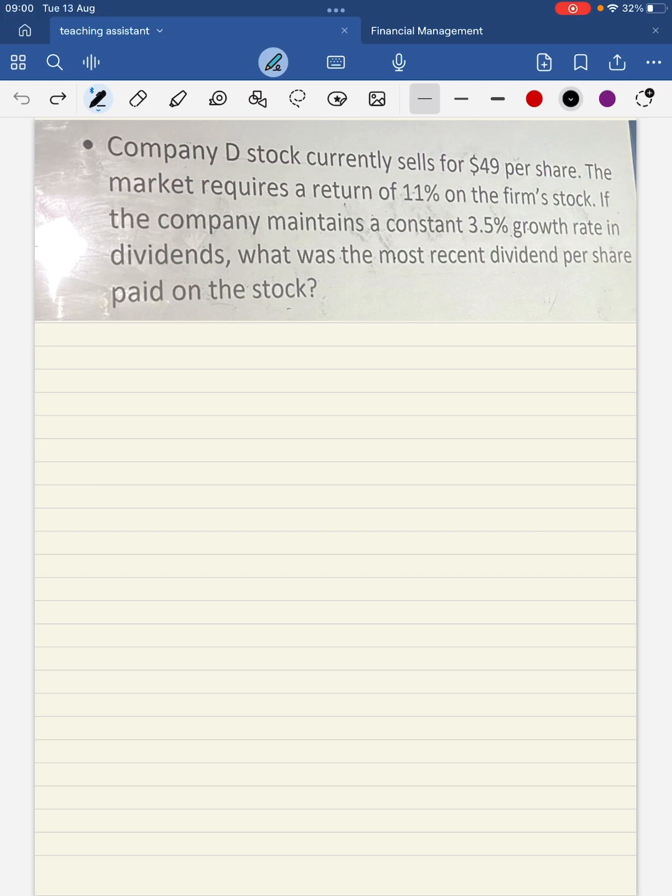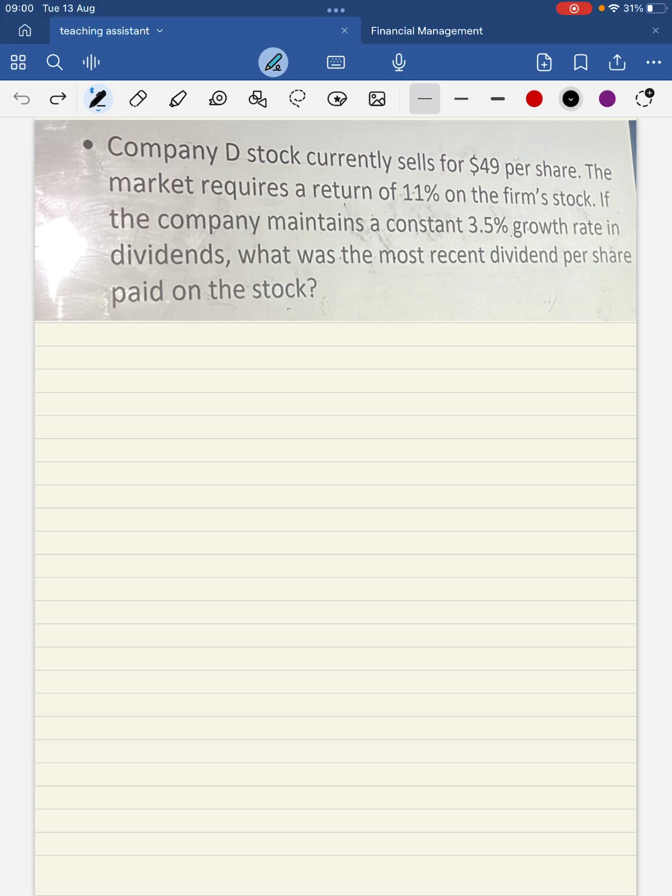Exercise number 1. Company D stock currently sells for $49 per share. The market requires a return of 11% on the firm's stock. If the company maintains a constant 3.5% growth rate in dividends, what was the most recent dividend per share paid on the stock? Alright, cool. This is a very long question, but for now, let's analyze it together.